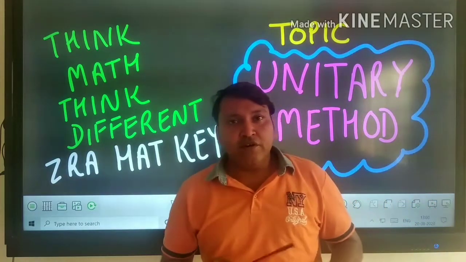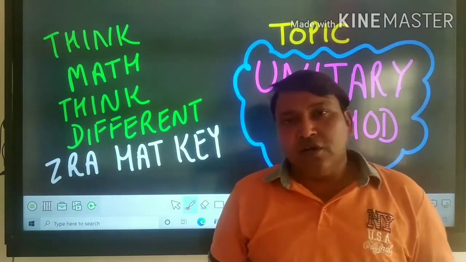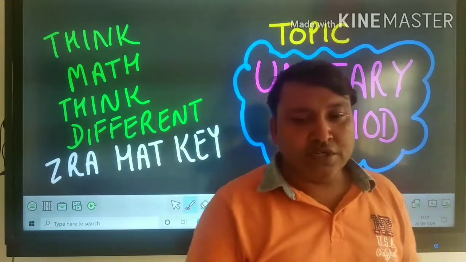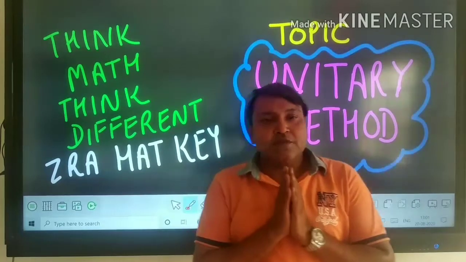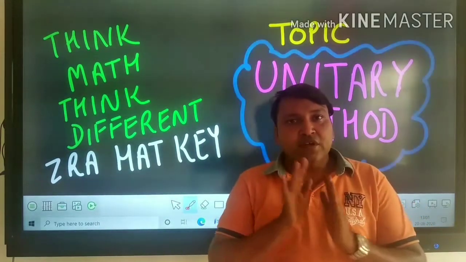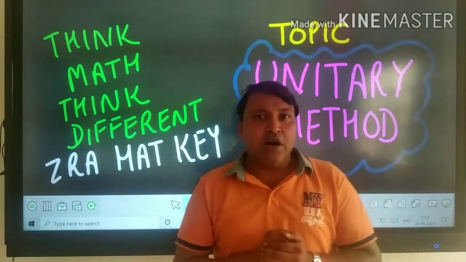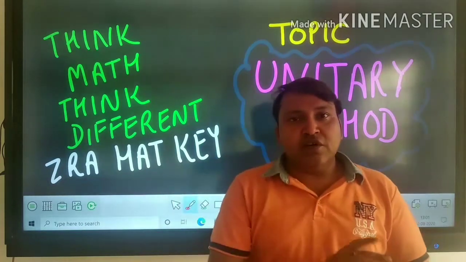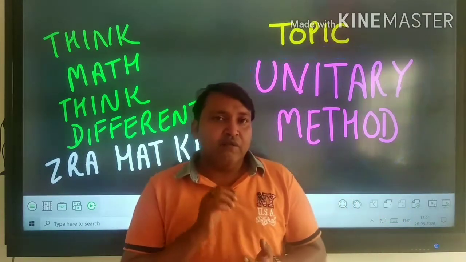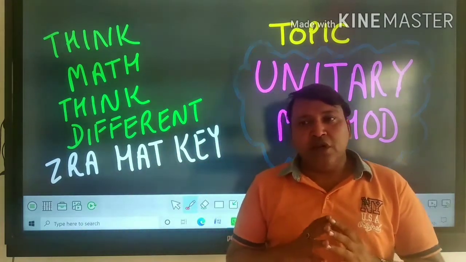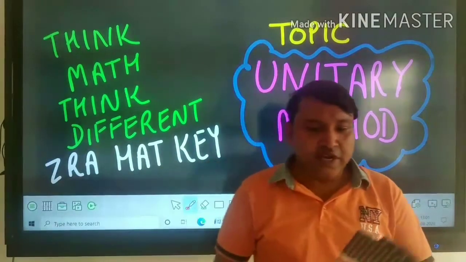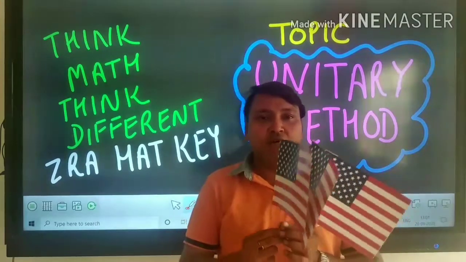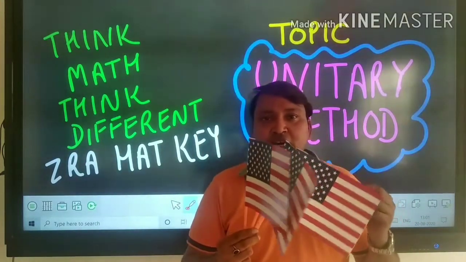Now let me introduce this method to you students through an example. What is this method? This method has three parts. The first part is called the given part, where, for example, I take some flags. Okay, there are 4 flags. Okay student, now this is a given part.